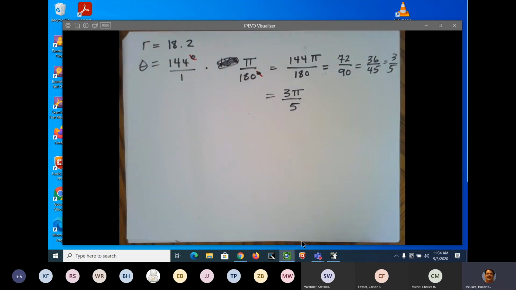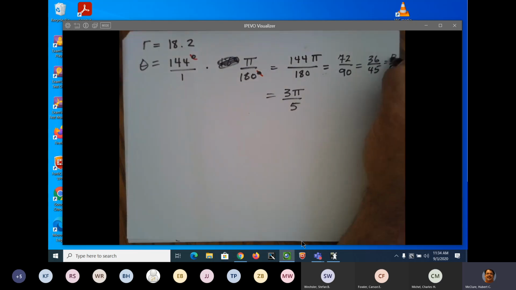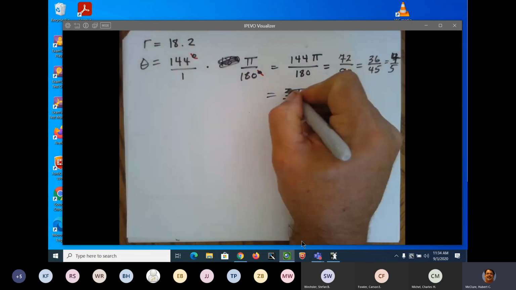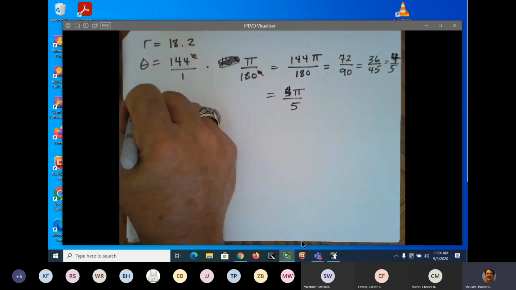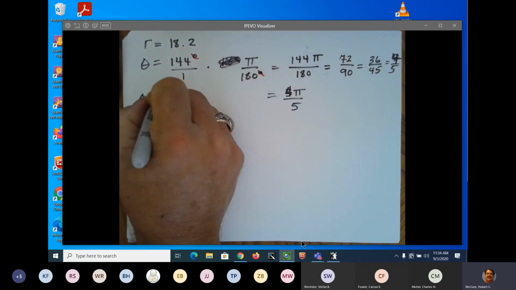Y'all check my math. I think that's right. 9 times 3 is, no, that's not right. It should be 4 pi. Yeah, it's 4 times pi over 5. 9 times 4 is 36. 9 times 5 is 45. So now we got 144 degrees is equal to 4 pi over 5.